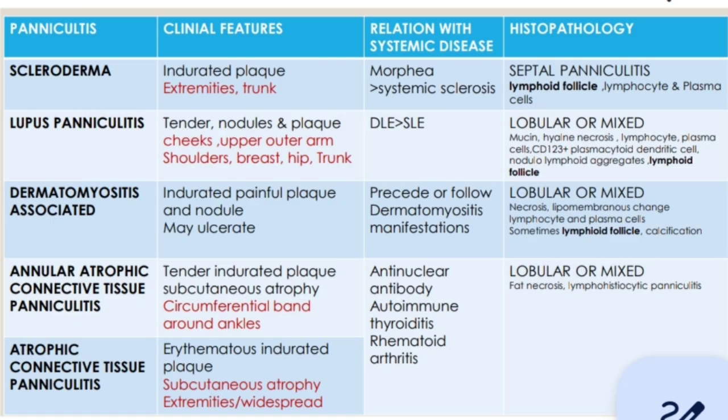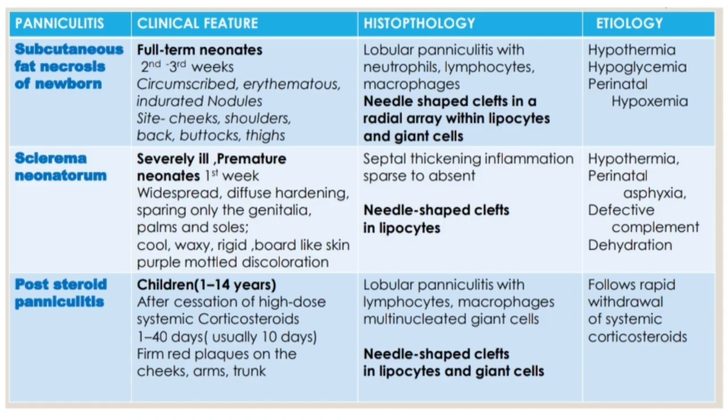Coming up is the group of panniculitis which have needle-shaped clefts on histology in the subcutaneous tissue. These include subcutaneous fat necrosis of the newborn, scleroderma neonatorum, and post-steroid panniculitis. These panniculitis have the common histopathological finding of needle-shaped clefts within the lipocytes. These needle-shaped clefts are basically crystallized triglyceride, that is, adipocyte crystallization.